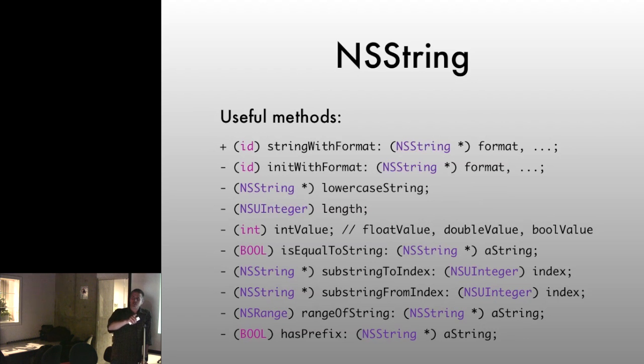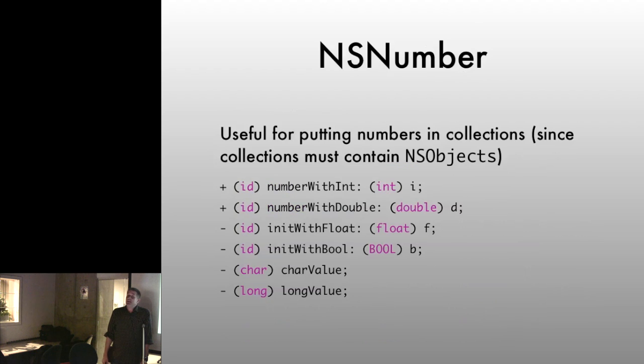Is there another question over here? Okay. So NSNumber is another native type for Objective-C.